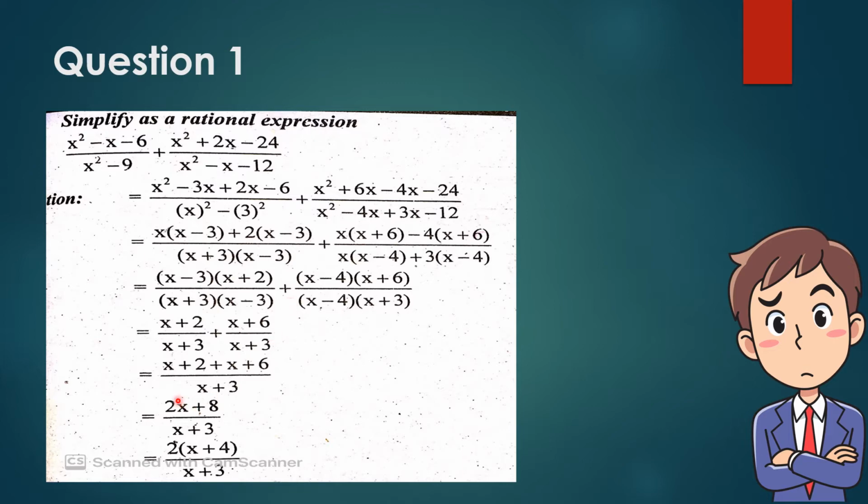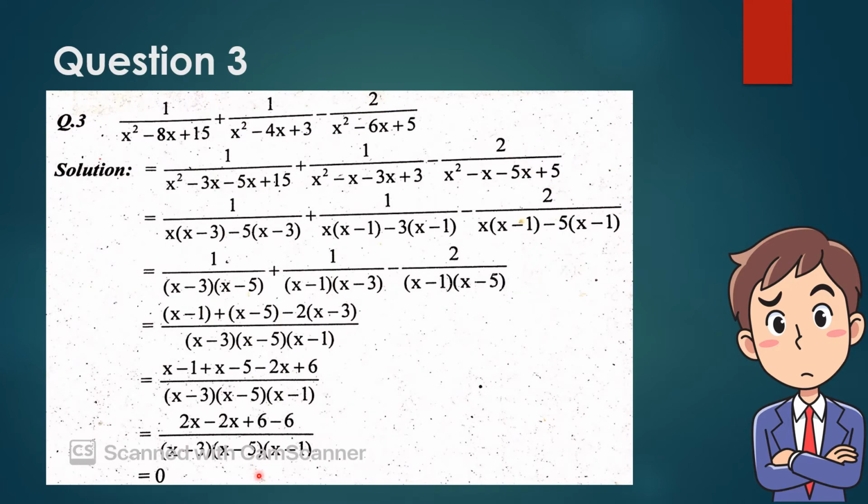Now you have x plus 2 over x plus 3, and x plus 6 over x plus 3. Now x plus 2 plus x plus 6, and the LCM will be x plus 3. So now adding up the numerator we have 2x plus 8, and 2 will be taken as common. You will be left with x plus 4 divided by x plus 3.